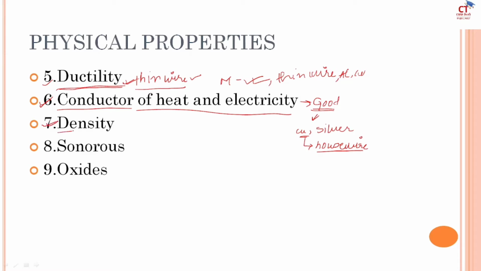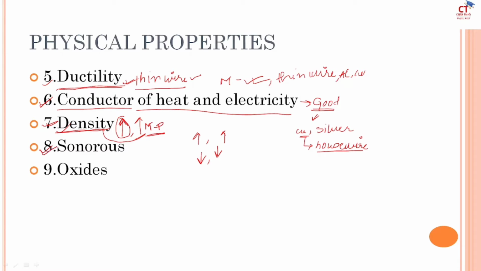The seventh one is density. Metals basically show higher density. As a result of higher density, metals also show higher melting point. We can say that density and melting point are directly proportional. That is, if density is high, melting point will also be high. If density is low, melting point will also be low.